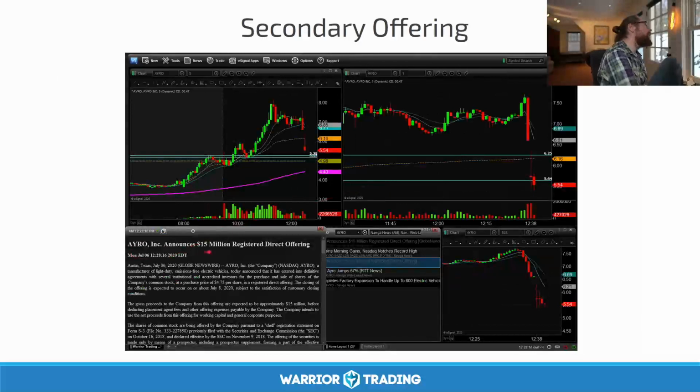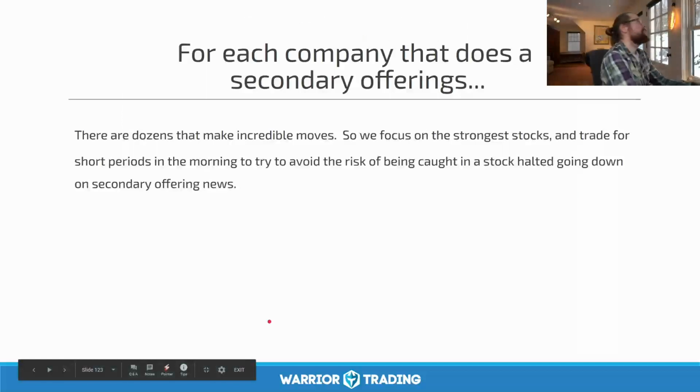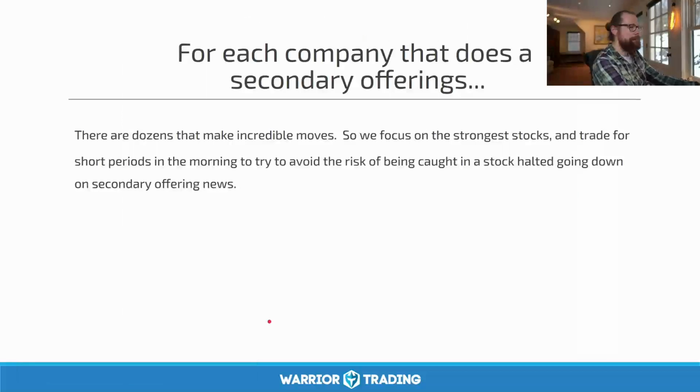So AYRO announces $15 million direct offering. So again, this is a direct offering with several institutional and accredited investors for the purchase and sale of shares of the company's common stock at $4.75 a share. It was trading at like $7.50 before all of a sudden that news hit the news wire and it dropped. So that's a big haircut off the high. Gross proceeds of $15 million. So that's all in accordance with the S-3.